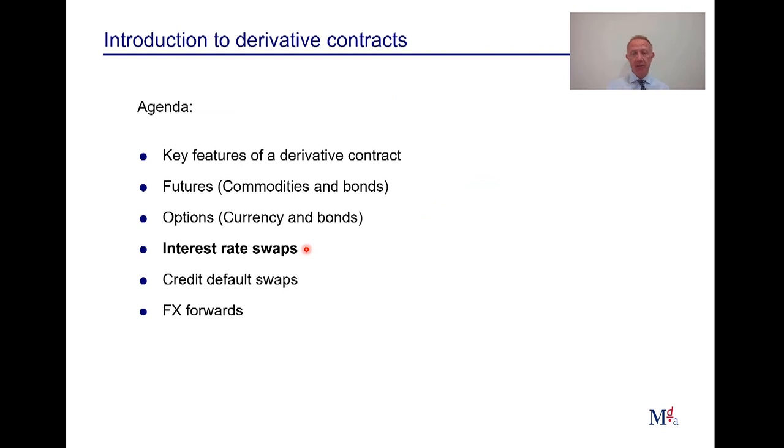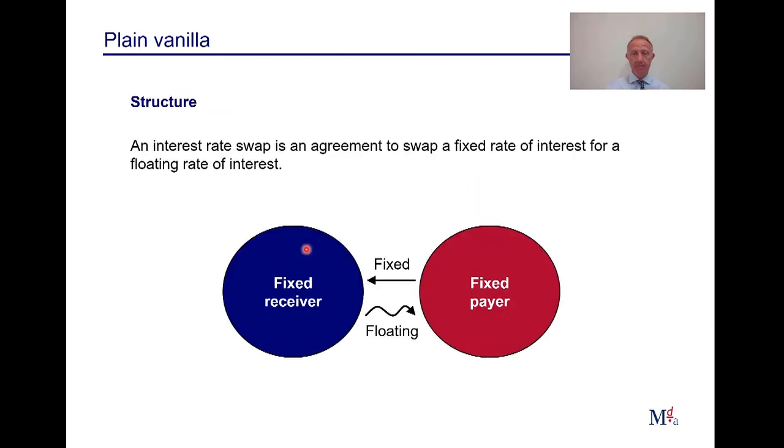Now we're going to look at interest rate swaps. Interest rate swaps are a contract between two parties, and this time there are two cash flows. They're both based on interest rates. One is a fixed rate of interest. It's going to be a fixed percentage. Let's say it's 3%. And the other rate of interest is going to be a floating rate.